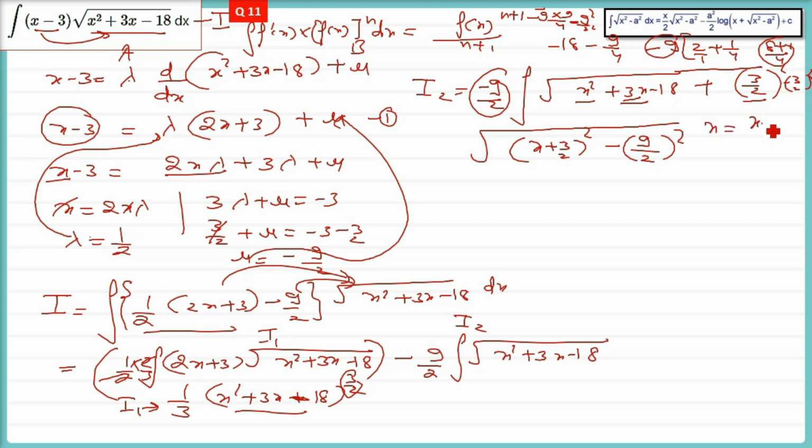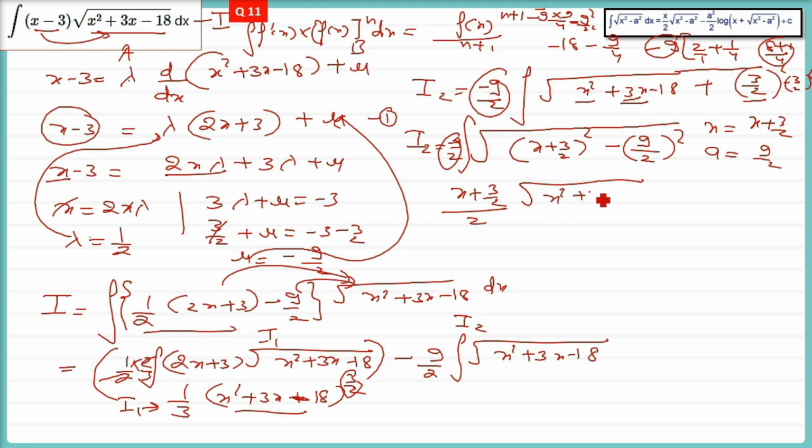So x will be equal to x plus 3 by 2, we will take a equals 9 by 2, and apply the formula which is given. So I2 will become negative 9 by 2 integration of this term. Let's write the result and then we'll go about multiplying it with the negative 9 by 2. So x plus 3 by 2 divided by 2, which is essentially x by 2, and then under root x plus 3 by 2 whole square minus 9 by 2 whole square. If you open it, you will get the original expression, which is x square plus 3x minus 18.